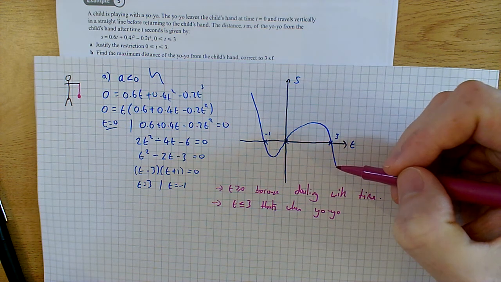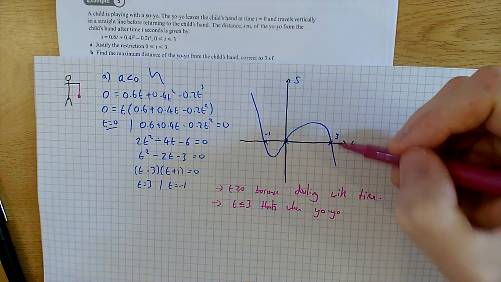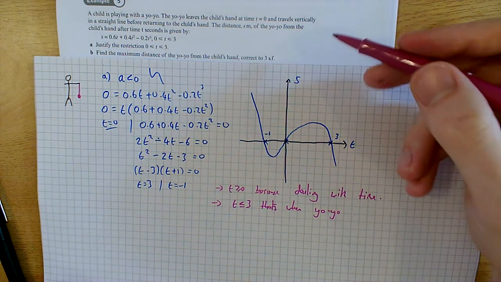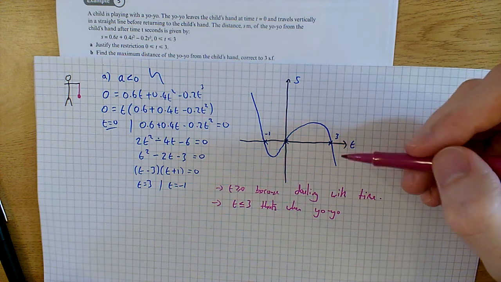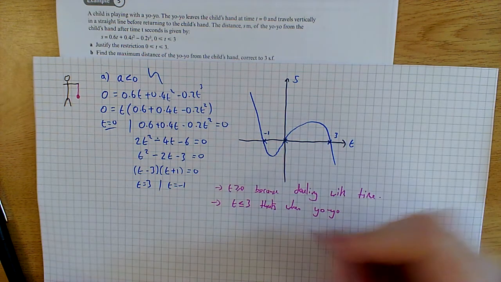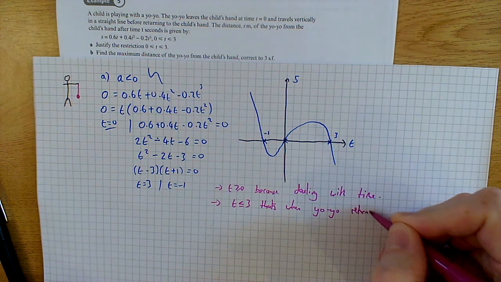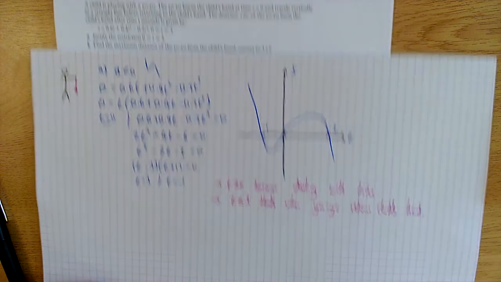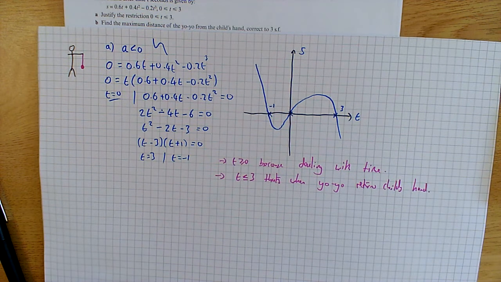If we were to go on, this would then show us that it's got a negative distance. We can't have negative distances, we can only have negative displacements. But also the question says it returns to the child's hands. He doesn't do some magic trick where he throws the yo-yo up above his head after that. So that's when the yo-yo returns to the child's hand. Okay, so that's why we have that restriction. And the way to do that is to show it using a graph.